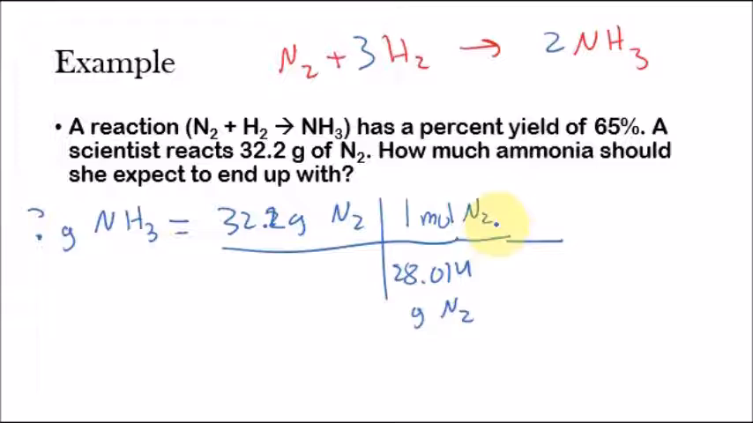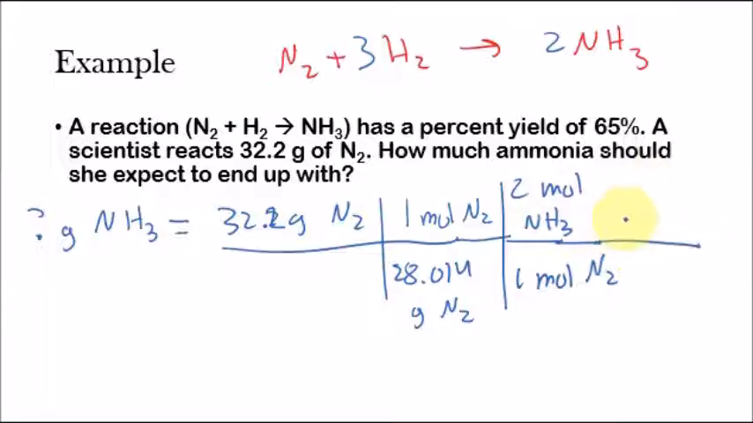Okay, and then from here, our chemical reaction is telling us that for every 1 mole of N2 that is reacted, 2 moles of NH3 is created. So we can use that mole ratio. So for every 1 mole of N2 that is reacted, 2 moles of NH3 is created. And finally, now that we're at moles of NH3, we can convert that to grams of NH3.